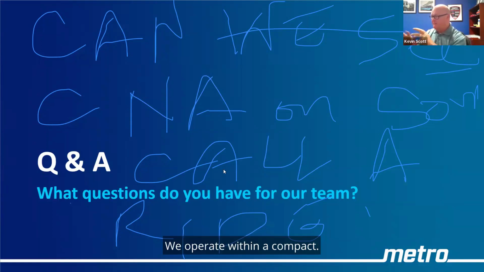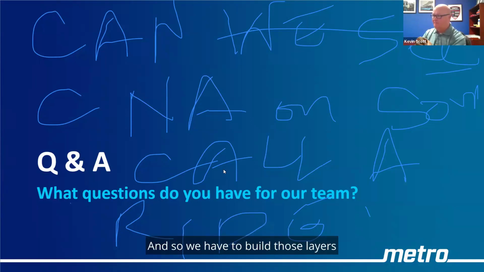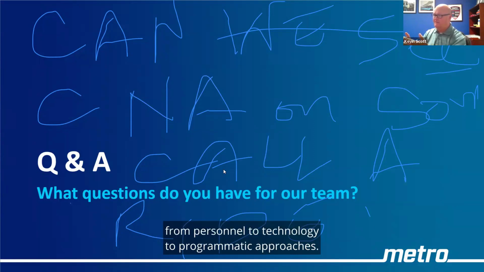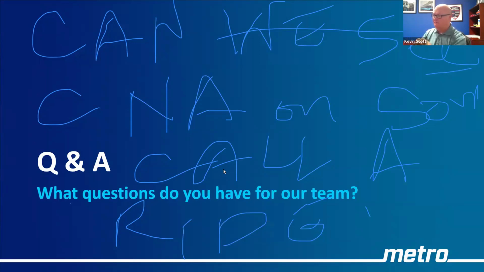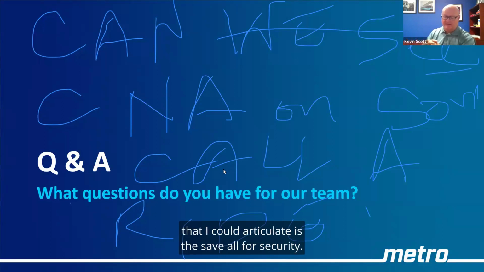system. We operate within a compact. There are things that we can and can't do. And so we have to build those layers from personnel to technology to programmatic approaches. The effort to take the system from an open concept to a closed concept will not change. This is a security upgrade, one that we feel is needed. It will fit within the layered approach of what we do. There's not one thing from a security standpoint that I could articulate as the save-all for security.